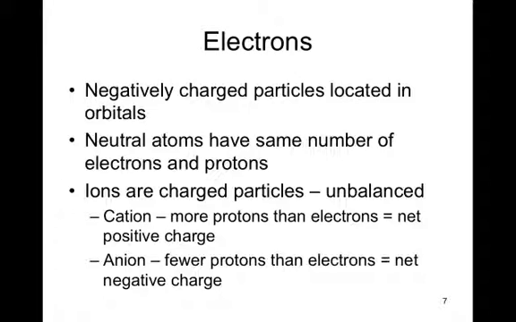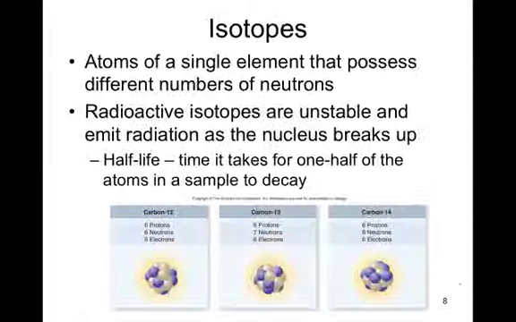Electrons are maintained in their orbitals by their attraction to the positively charged nucleus. When an atom has an unequal number of protons and electrons, it's unbalanced and considered an ion. Cations are atoms that have more protons than electrons, and thus they have a net positive charge because they have more protons which are positively charged. An anion has fewer protons than electrons, and thus they have a net negative charge.